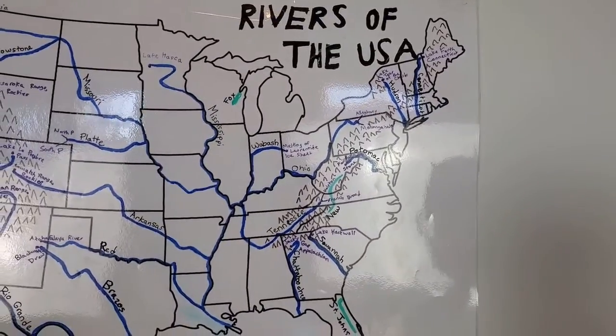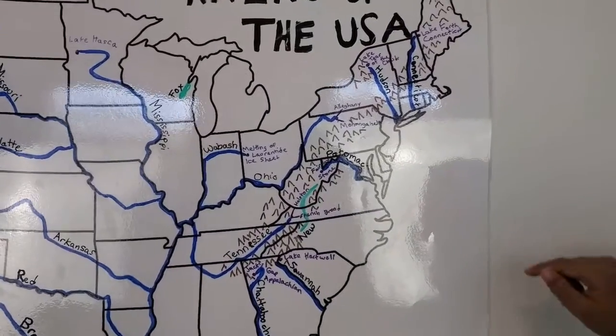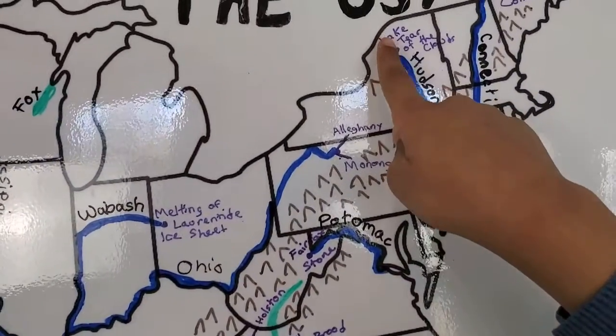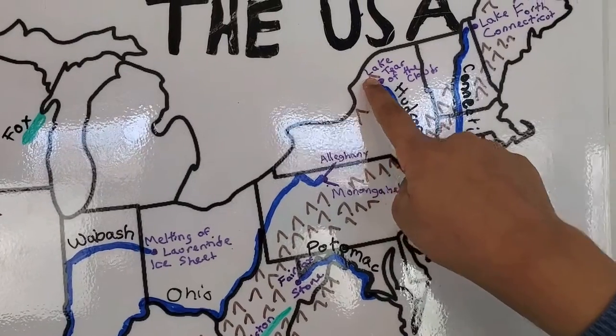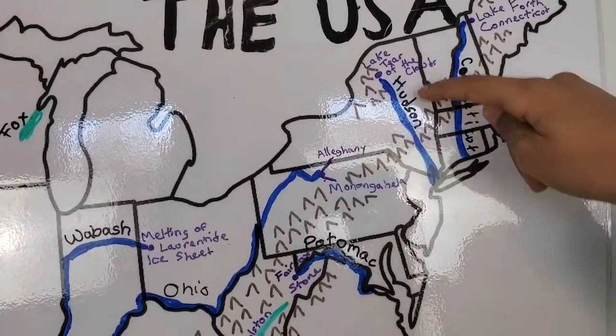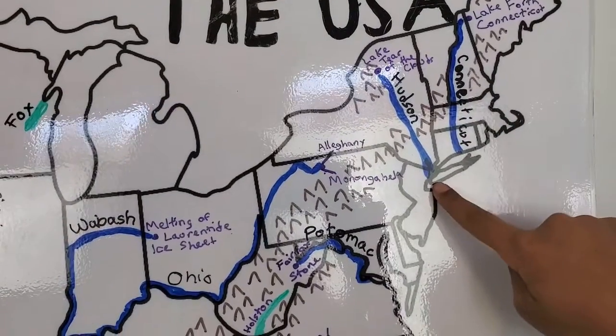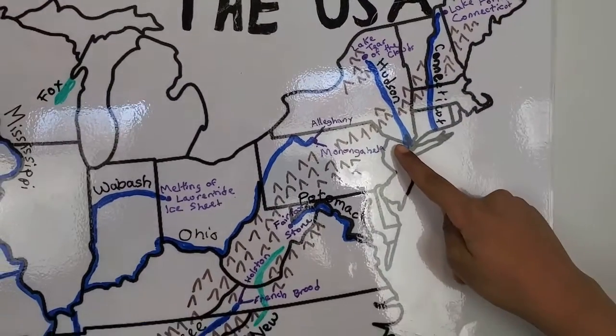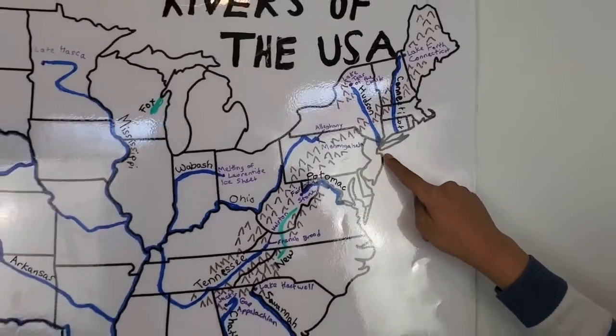So then we have the Hudson River. The Hudson River is formed here in Lake Chair of the Clouds in the Adirondack Mountains over here. It flows through New York, slightly forms the border of New York and New Jersey, and then empties out over here.